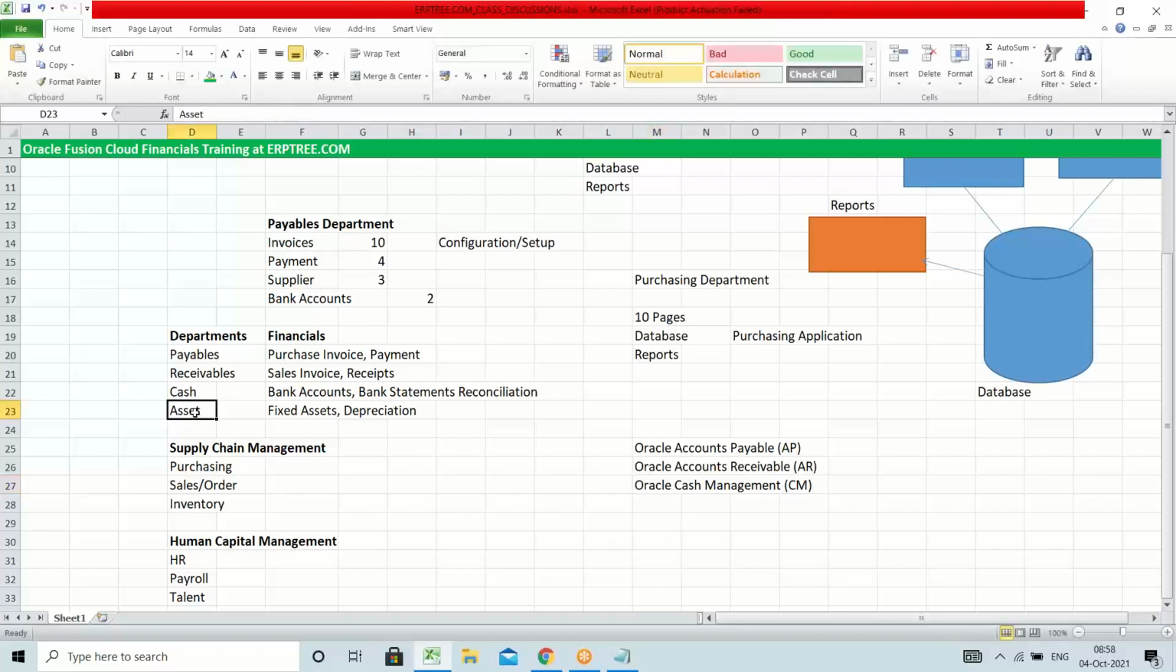And the asset department, what are they doing? They are maintaining the fixed assets, like what buildings they have, what vehicles, what lands, what computers, what we treat as assets for a company. The asset department has to maintain all this, and they have to maintain the current value of assets by calculating the depreciation. So to maintain the assets and calculate the depreciation, Oracle is providing one product called Oracle Fixed Assets.